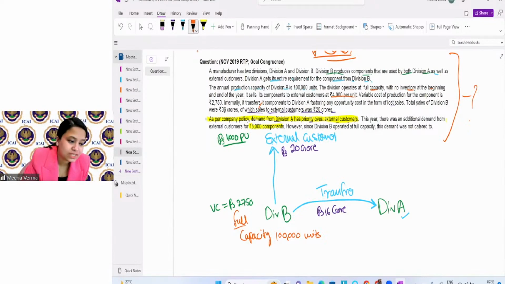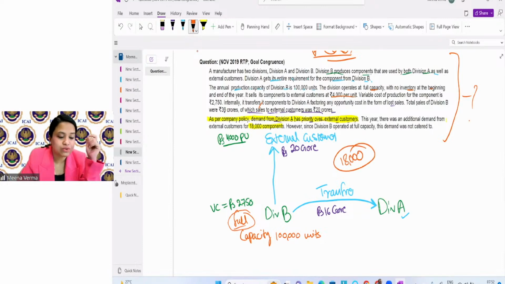Okay. So what is happening here? See, this department is working in full capacity. They don't have spare capacity. Now there is additional demand. How much additional demand? 18,000 components from the external customer. Now what is happening? This year 18,000 is the demand from the external customer. However, since division B is already working in full capacity, this demand was not catered.